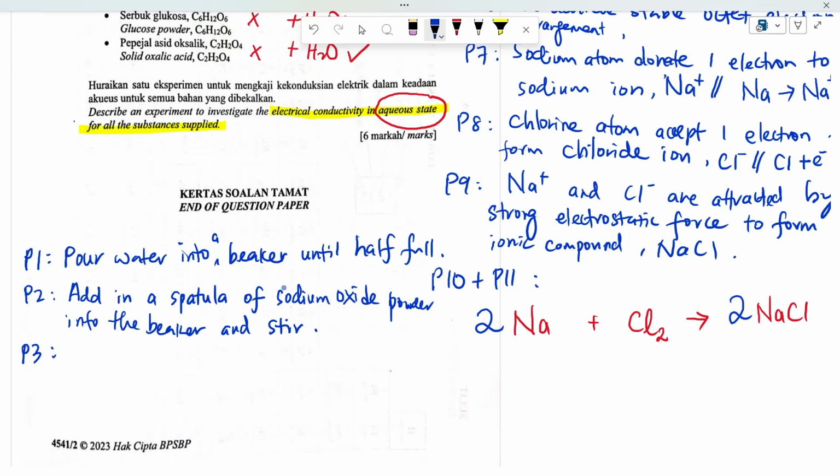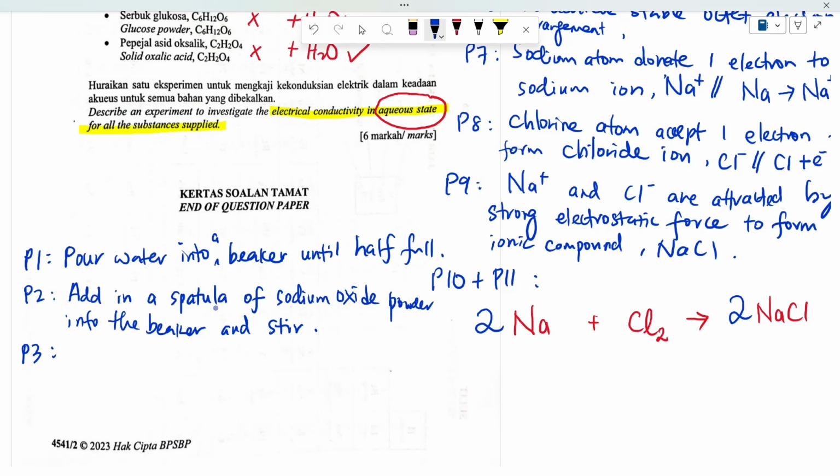Normally, some students will draw out the apparatus. And then they will add a sentence like this: the apparatus is set up as shown in the diagram. You don't do this in the exam. You have to explain it step by step instead of drawing out the diagrams. Don't draw the diagrams and then mention the setup of apparatus as shown in the diagrams. You will lose a lot of marks. So what to do? We want to do the electrical conductivity, right?